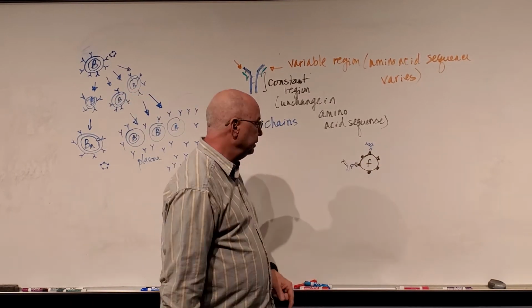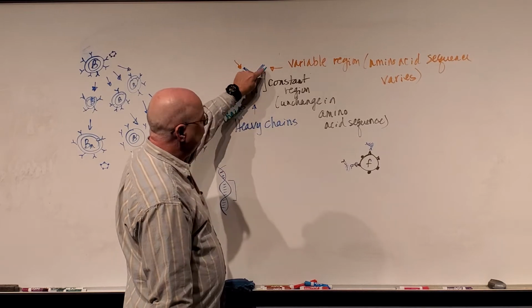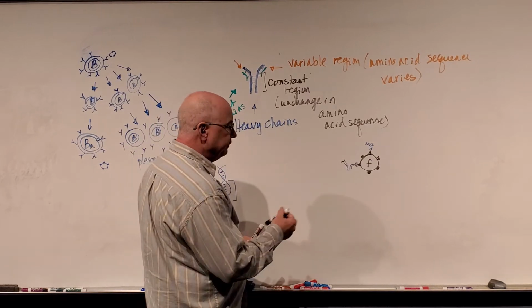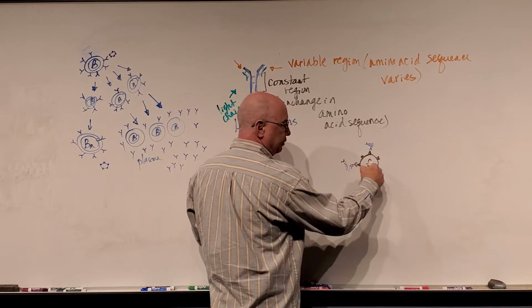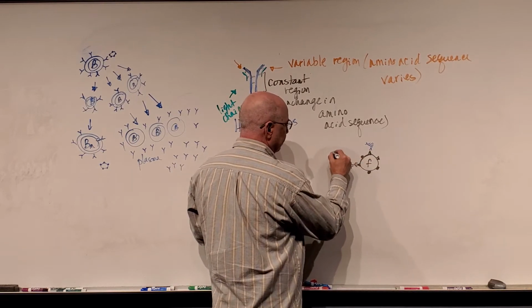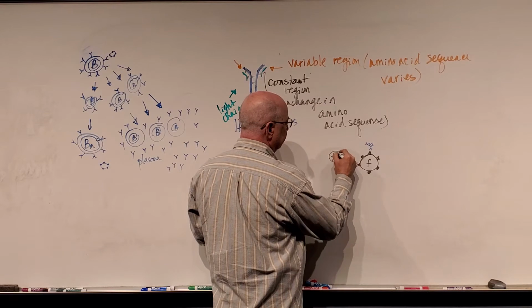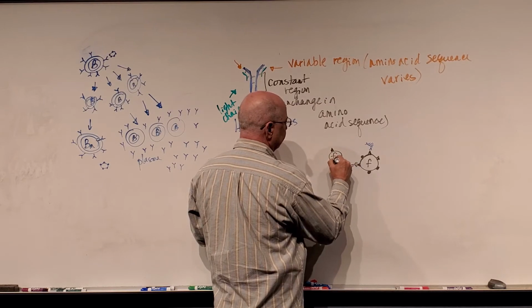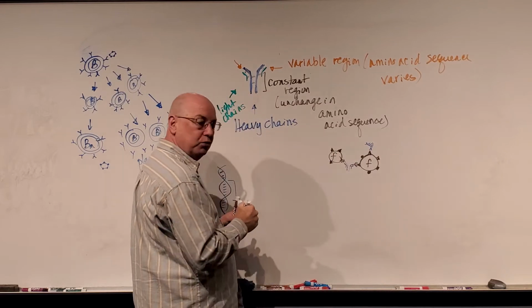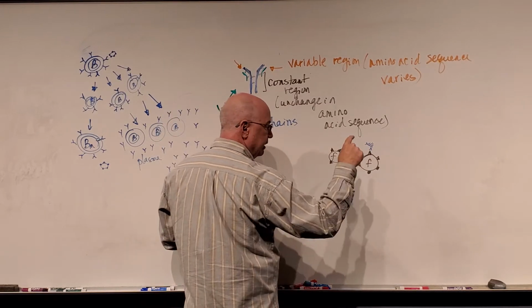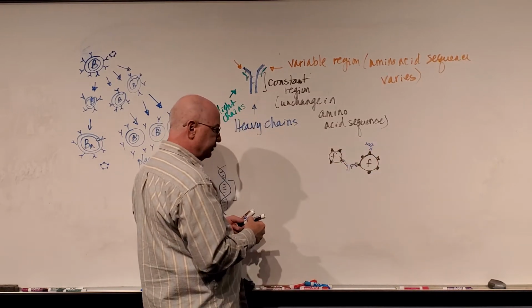But here's the other cool thing. Because there are two variable regions, if there's another of the exact same foreign cell with the exact same protein on its surface, then I can actually bind up two of these foreign cells. Because these antibodies will recognize anything that has that protein on its surface.